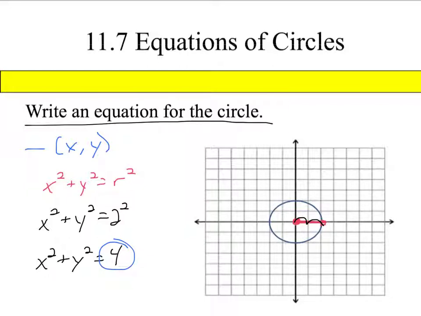All right, so again, your radius squared is your end. We do not know our x and our y, but we do know our radius. All right, sweet. Here you go.